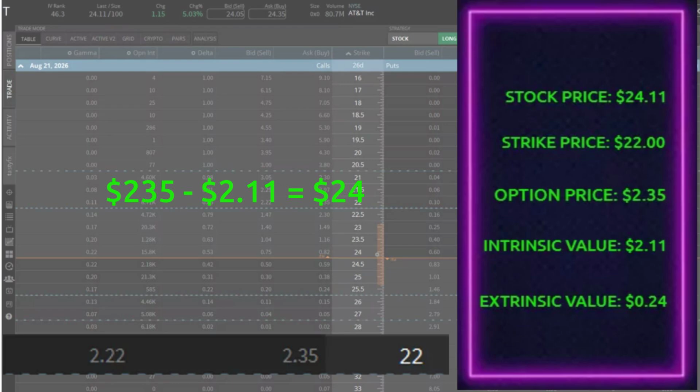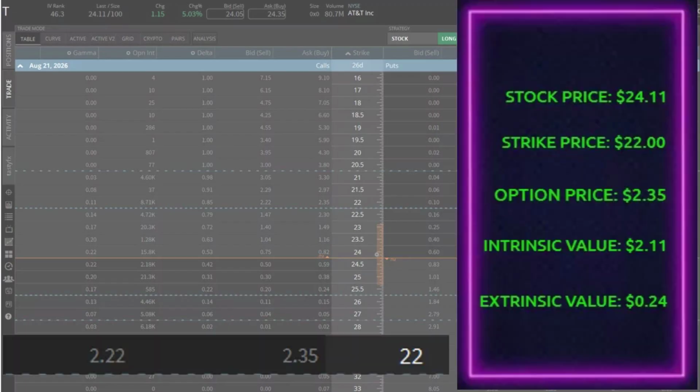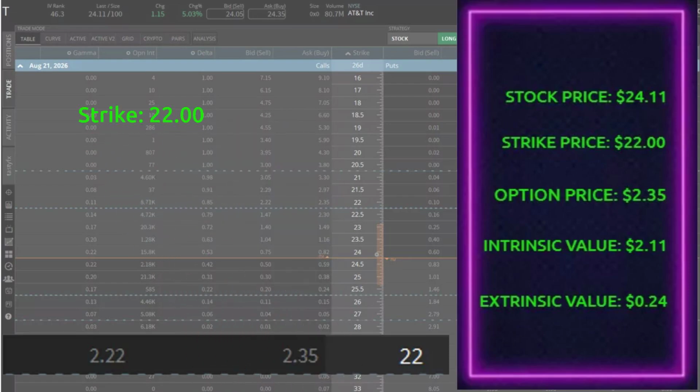AT&T would have had to move high enough for the intrinsic value to exceed the premium we paid for the option. For example, we paid $2.35 for the 22 strike call. For us to break even on this trade by expiration, the stock would have to be at the 22 strike plus $2.35, which comes out to be $24.35, and AT&T is currently at $24.11. So it would have to move up to $24.35 for us to just break even.